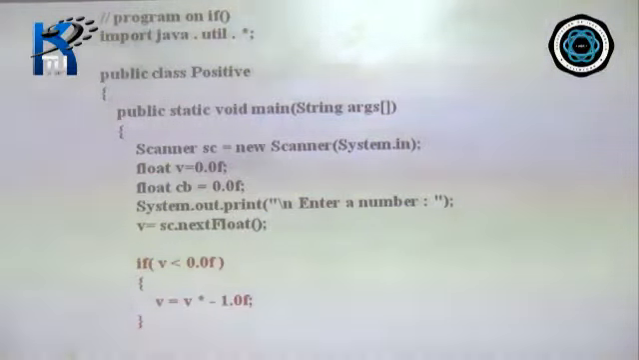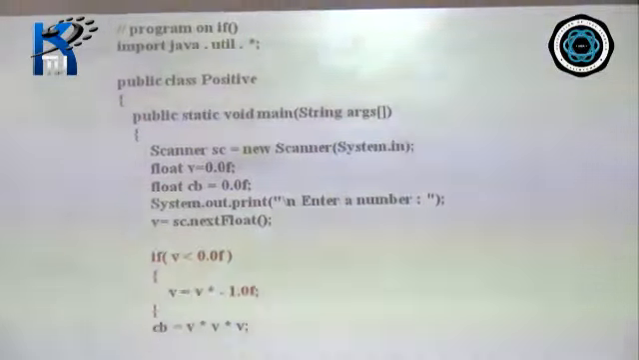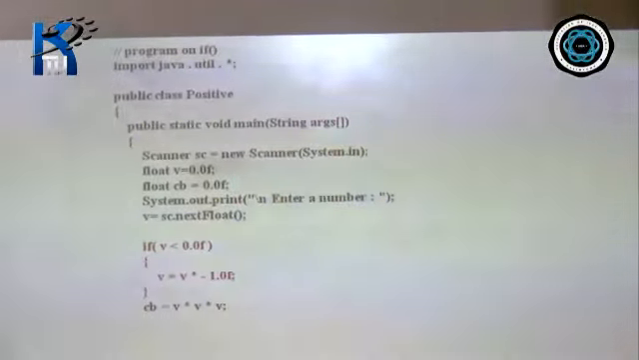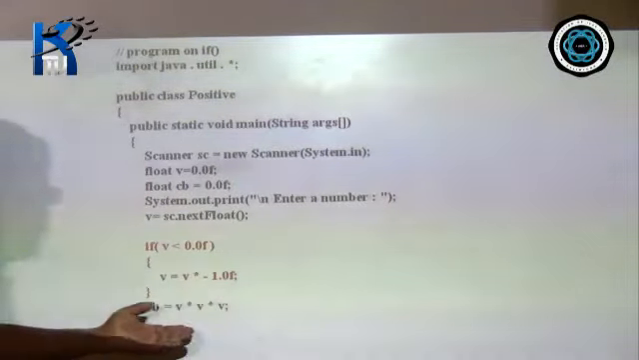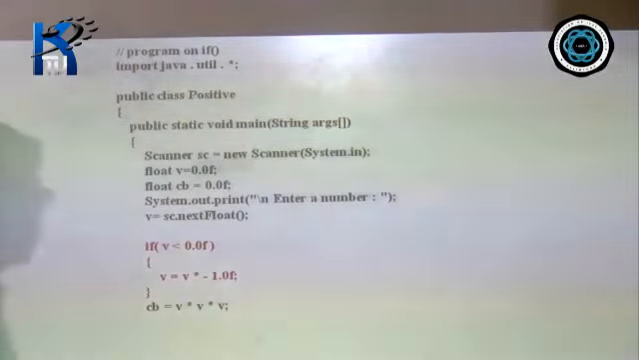So now the value of v, irrespective of whether the user has entered negative or positive, after this it is positive. So now we need to calculate the cube of it. So CB equals v into v into v. We are not using the library function, we are directly multiplying, simple multiplication. When we multiply three times, it's the same value, we are getting the cube. So v into v into v will give the cube of the value that has been entered by the user.